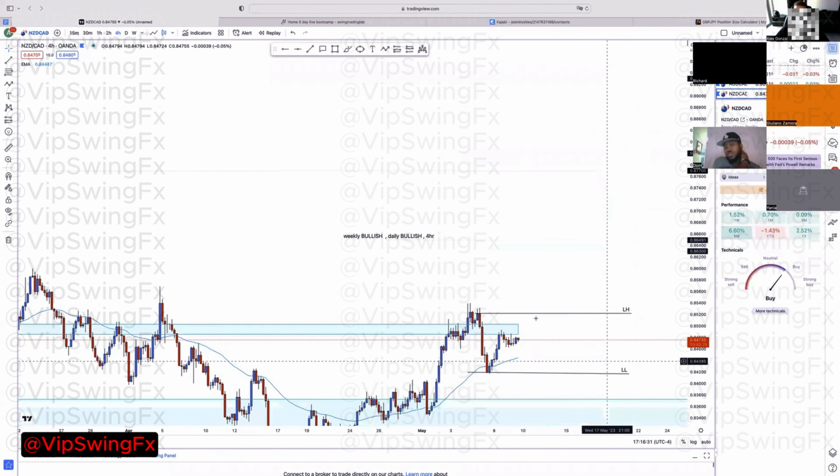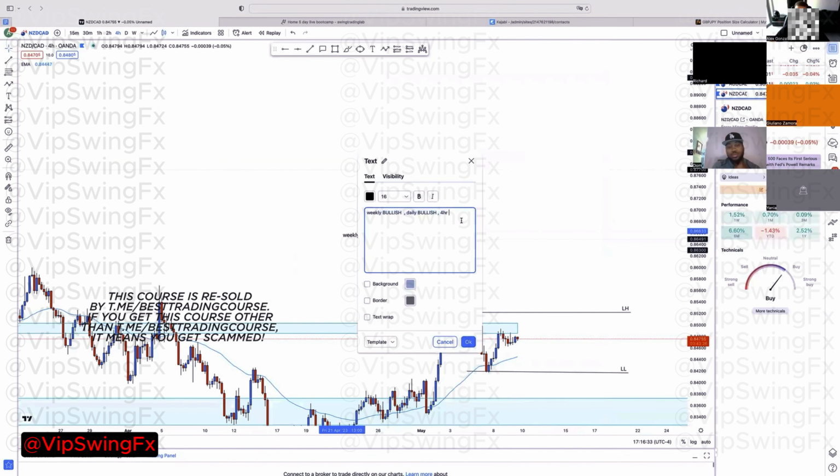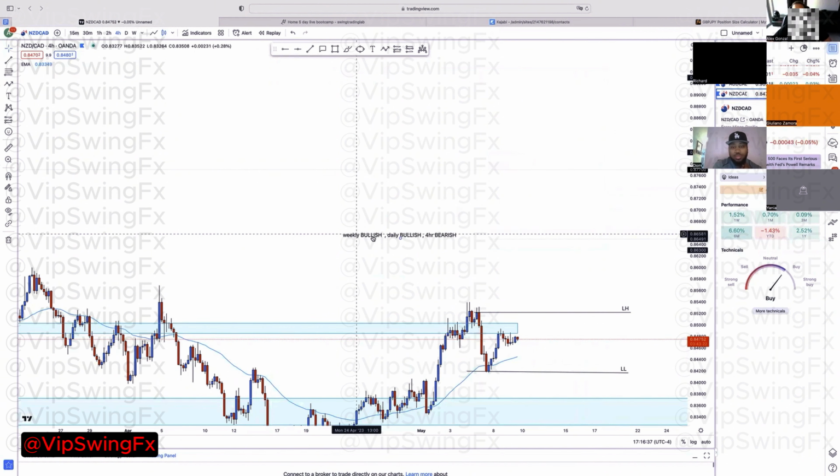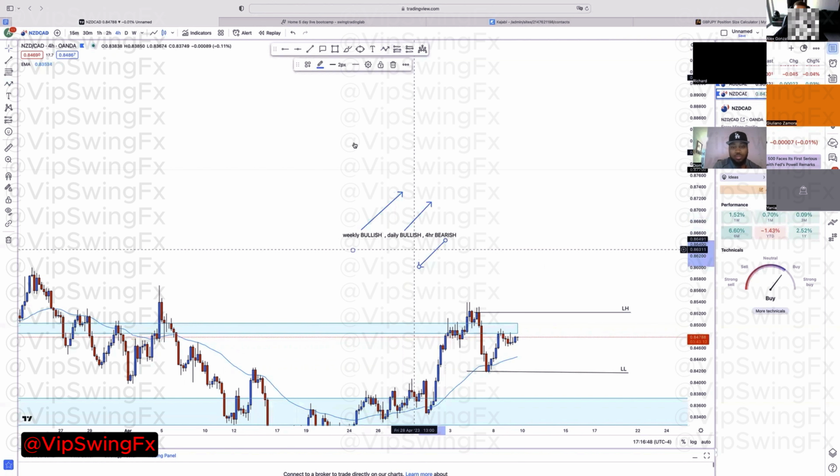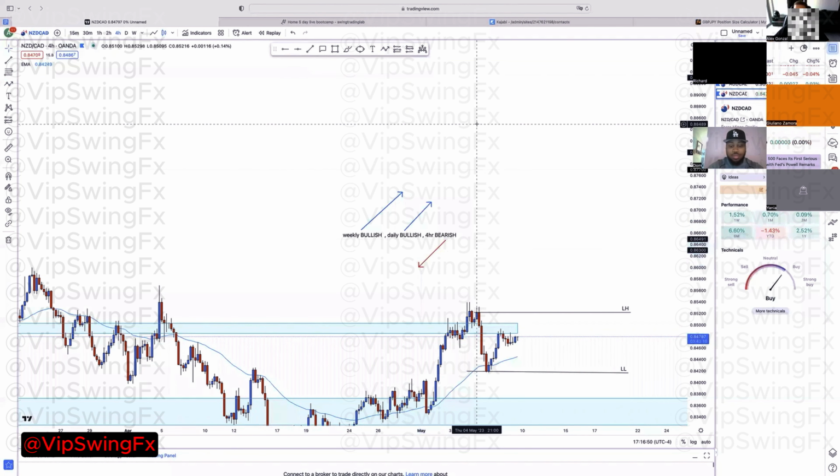Lower low. So as of right now, we have the 4-hour bearish, meaning we have weekly bullish, so this is headed to the upside. We have the daily bullish headed to the upside, and then we have the 4-hour bearish headed to the downside. Would this be a trade that we are interested in? Type 1 if yes, type 2 if no.